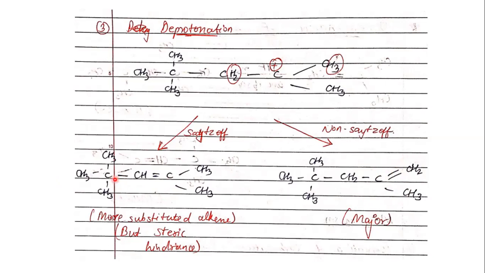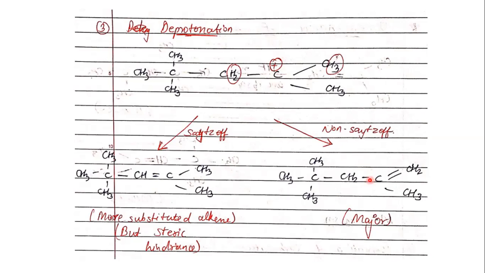Your Saytzeff product is your minor product. The reason being there is a lot of steric hindrance for this reaction to take place. If you can see, there is a large group attached to this carbon, there is a large group attached to this carbon. So normally, due to large steric hindrance, this Saytzeff rule won't take place, and you will get the major product that follows the non-Saytzeff rule.